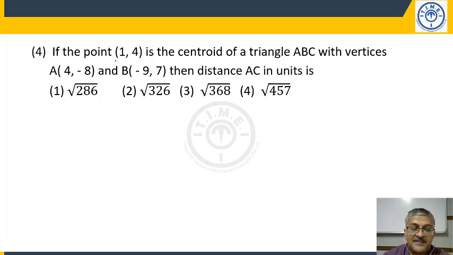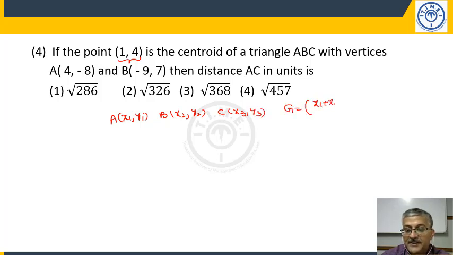So (1,4) is the centroid. What is the meaning of the centroid? We know that three vertices are given. Its centroid is ((x1 plus x2 plus x3) by 3, (y1 plus y2 plus y3) by 3). If A (x1, y1), B (x2, y2), C (x3, y3) are the three vertices, then the centroid is nothing but (x1 plus x2 plus x3) by 3 and (y1 plus y2 plus y3) by 3.